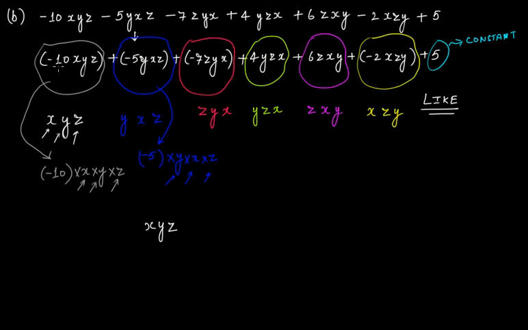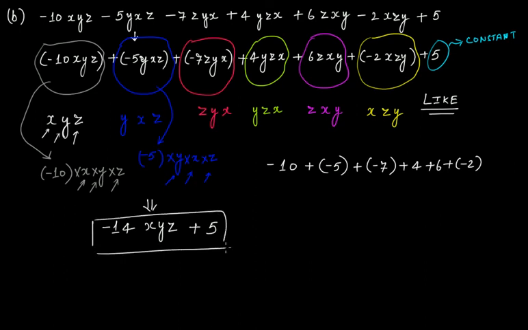So x, y, z, and here we have minus 10, then we have plus within the bracket minus 5, plus within the bracket minus 7, plus 4, plus 6, plus within the bracket minus 2. If you solve it, this is minus 10, minus 5 is minus 15, minus 22, minus 18, minus 12 and minus 14. So this is minus 14 xyz plus 5. That is, if you simplify this algebraic expression, you'll get this one, right?